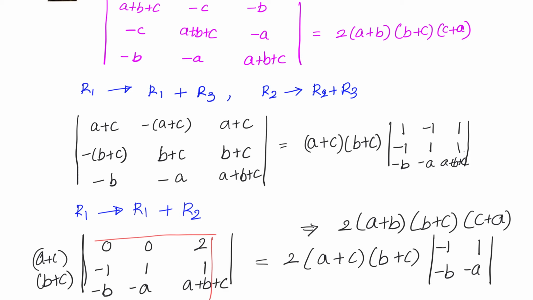To summarize what we have done, we did transformations. We did R1 is assigned R1 plus R3 using the properties of determinants, and R2 is assigned R2 plus R3. After that, we took a plus c and b plus c out. Then we expanded by the first row to get the determinant, and we showed that the determinant is 2 into (a plus b) into (b plus c) into (c plus a).